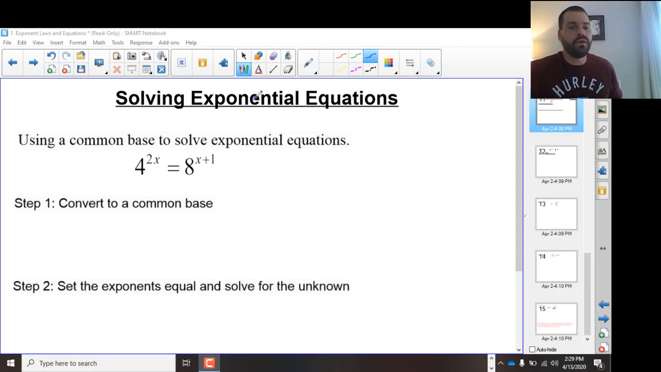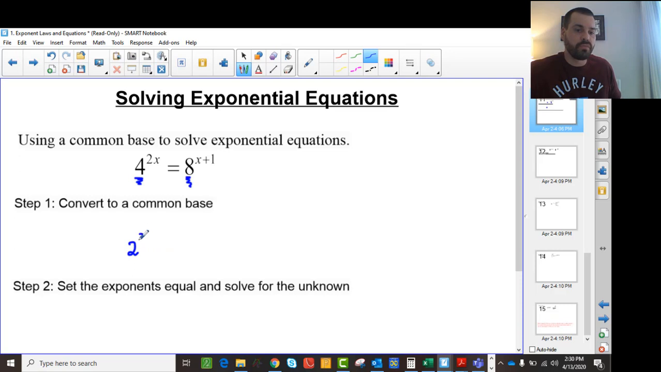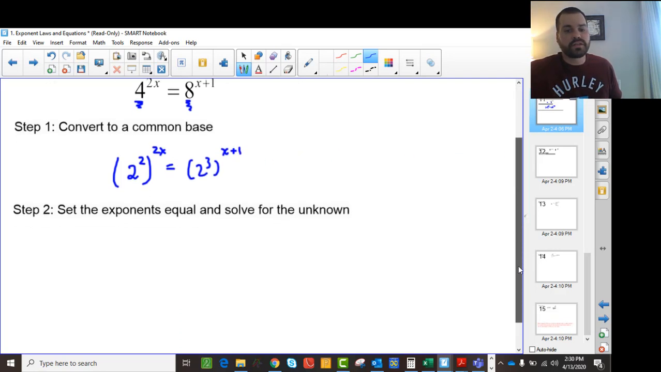Well, what we mean is when you look at 4 and you look at 8, you want to recognize that those are both powers of 2. 4 is 2 squared and 8 is 2 cubed. So that's what we mean by converting them to a common base. Okay? And then it says to set the exponents equal.